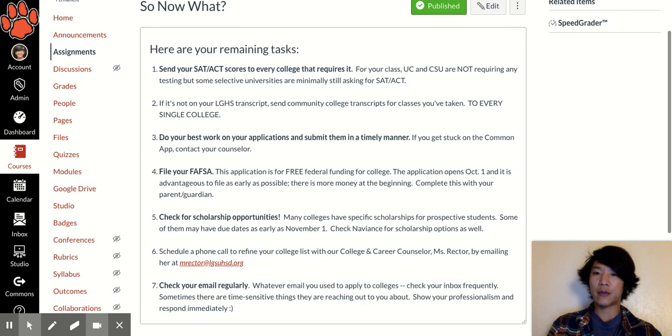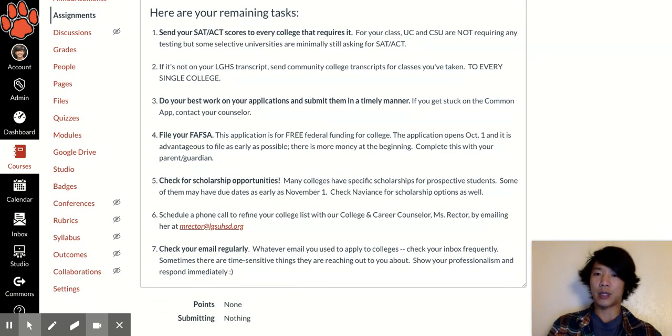Lastly, here's a menu of items to be considering after you submit your applications, or as you're working through your application. Take a glance at these and it can really help you out.